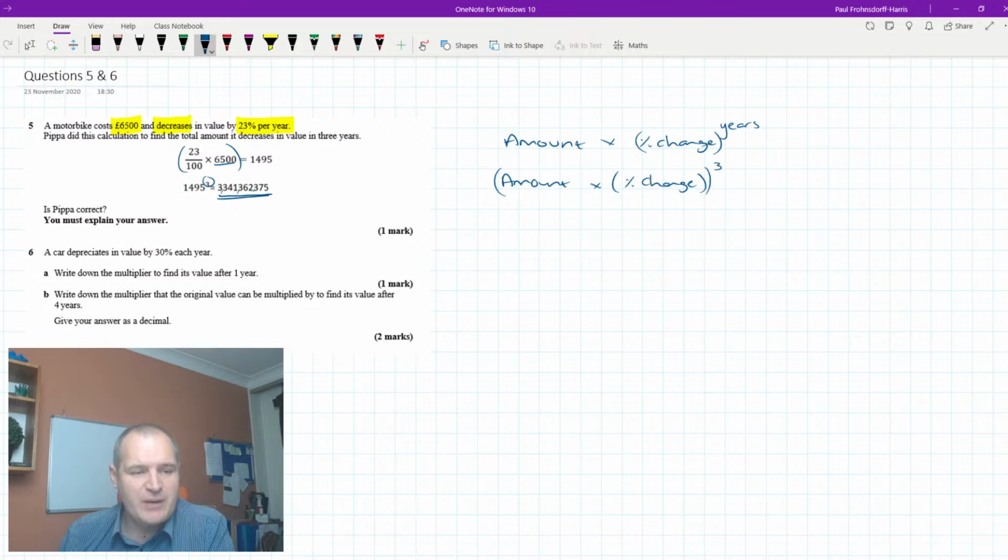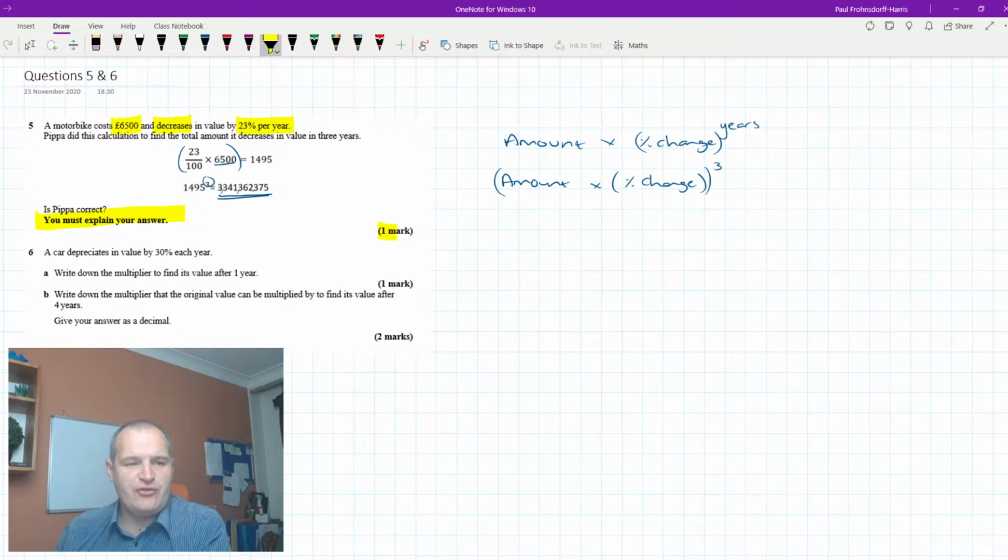And you have to explain it, because it says you must explain your answer. There's only 1 mark available. You get nothing if you don't explain fully. She has not used the correct formula, because it is amount times percentage change. It is only the percentage change that gets multiplied by the number, that gets raised to the power of 3, not the whole calculation.